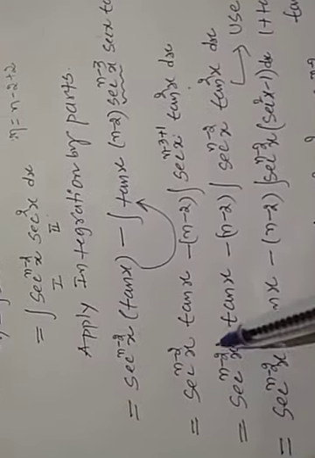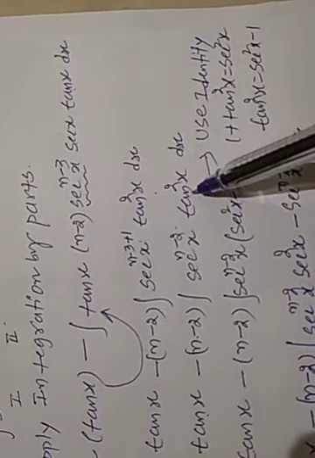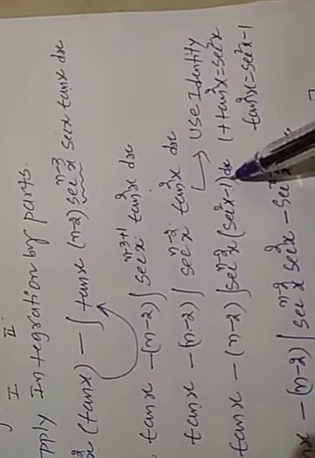Now we have secant raised to the power of n minus 2 x tan x minus n minus 2 times secant raised to the power of, simplifying this power, n minus 3 plus 1 is n minus 2, tan square x. Now I am going to use the identity for tan square x. We know that 1 plus tan square x is secant square x, so tan square x becomes secant squared x minus 1. Replace tan square x here. So now secant raised to the power of n minus 2 x tan x minus n minus 2 secant raised to the power of n minus 2 x, times tan square x written as secant square x minus 1.